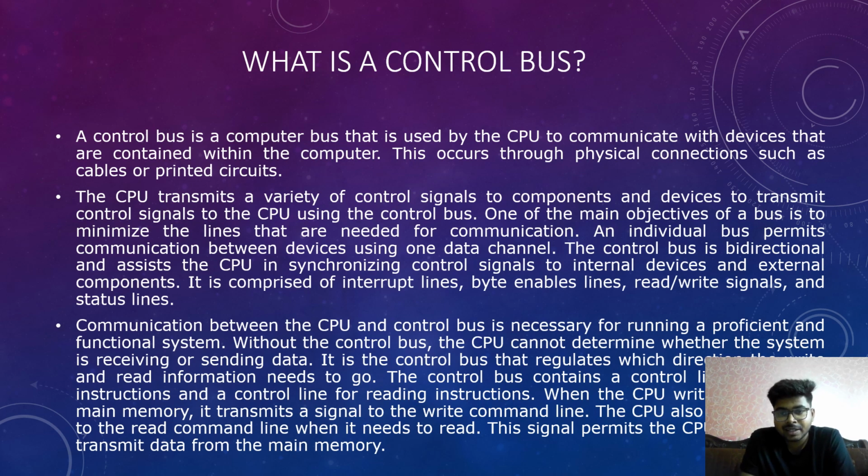It is the control bus that regulates which direction the information needs to go. The control bus contains a control line for writing instructions and a control line for reading instructions. When the CPU writes something on the main memory, it transmits a signal to the write command line. When it wants to read, the control line gives a read command when it needs to read. So the read and write controls are controlled by the control bus.